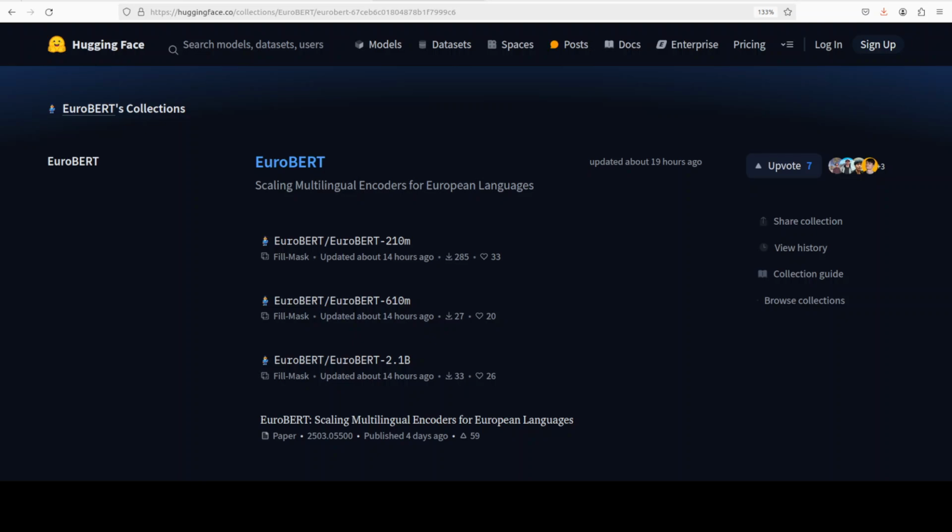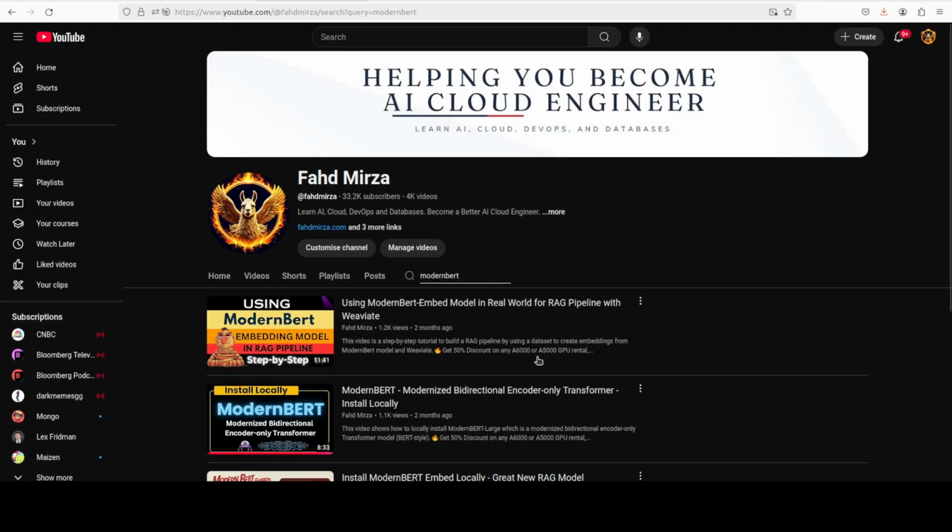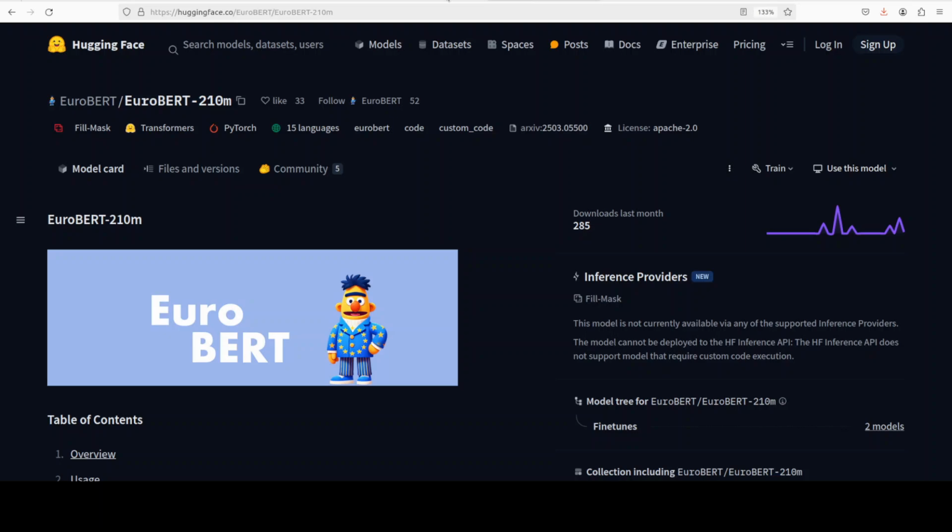And then came XLM-RoBERTa, which expands the RoBERTa architecture into multilingual settings. It was trained on a massive corpus covering dozens of languages, so it was multilingual. Recently, we covered a model called ModernBERT, which takes the BERT model, the encoder model, to the next level. And now we have this EuroBERT.